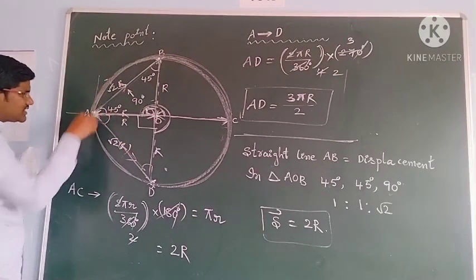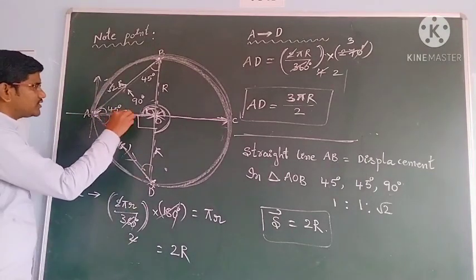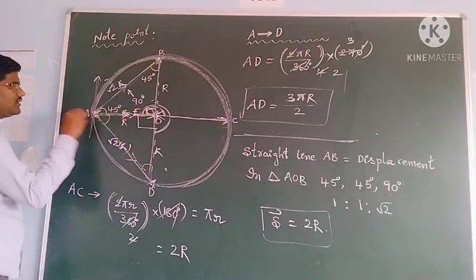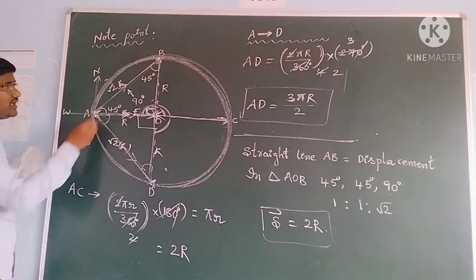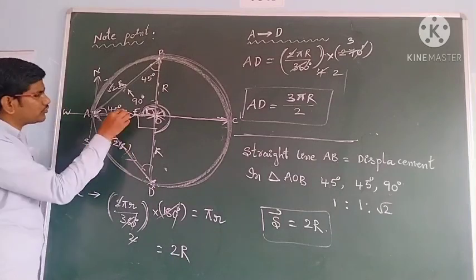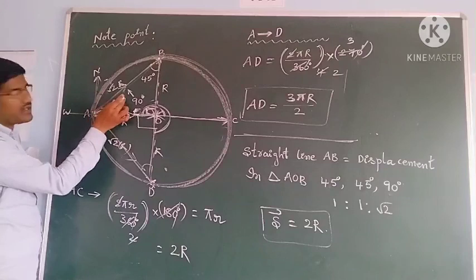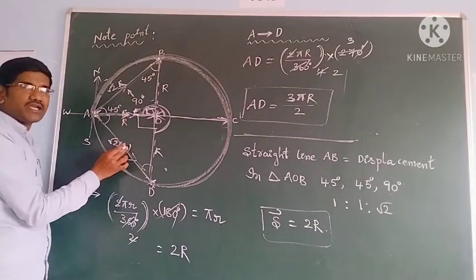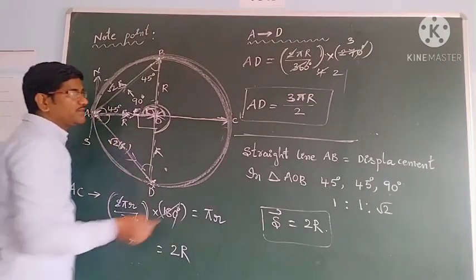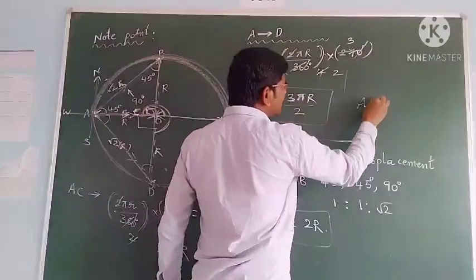To get the directions, at this point you draw mutually perpendicular lines, horizontal and vertical. This is east; take east, west, north, south. This displacement magnitude is root 2 into r, and this displacement magnitude is also root 2 into r. So this is in the northeast, this is in the southeast. Displacements are equal in magnitude if it goes from A to B or A to D, but directions are different.